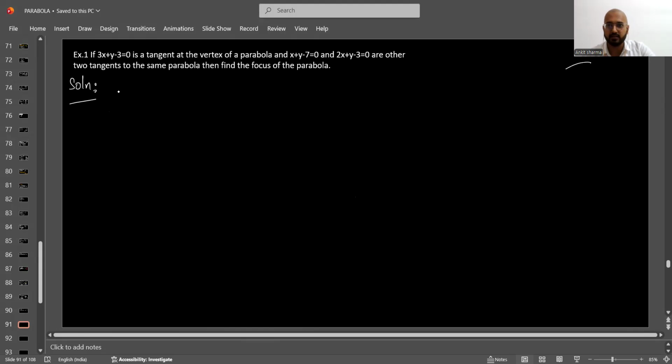So imagine that this is the parabola. Of course, not standard, because we do not know what this parabola is. I'm just assuming that this is the tangent at the vertex here. And x plus y minus 7 and 2x plus y minus 3 are the other two tangents to the same parabola. Then find the focus.